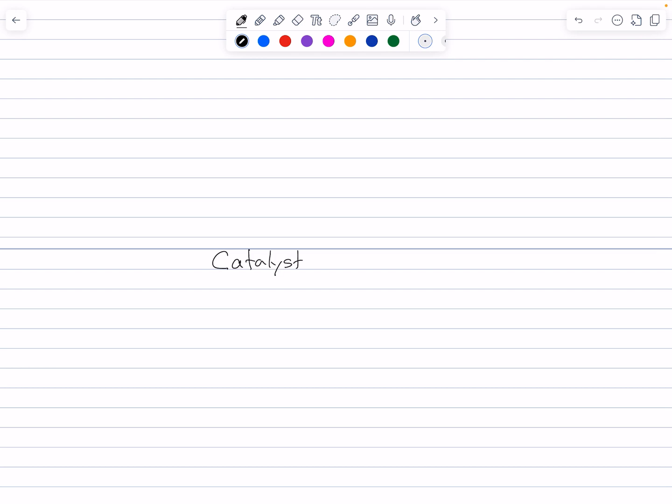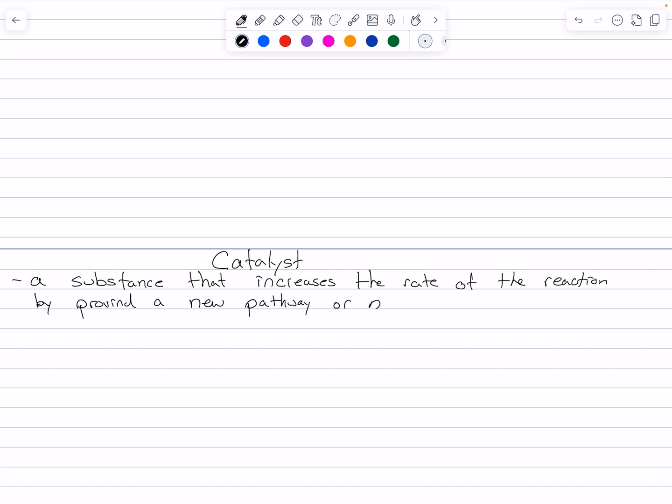So a catalyst is a substance that increases the rate of the reaction. All right, so we increase the rate of reaction, and it does so by providing a new pathway or mechanism with lower activation energy. So it's a whole new reaction. So it's the same reactants, same products, different way to do it.